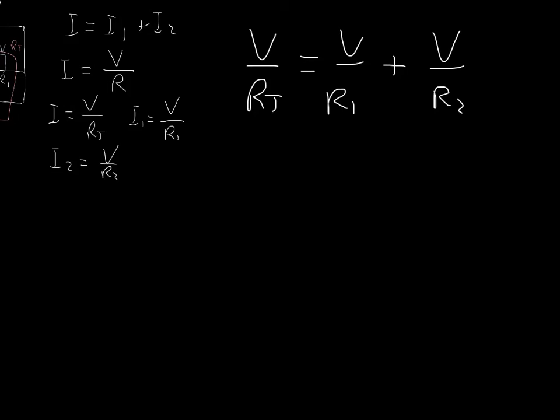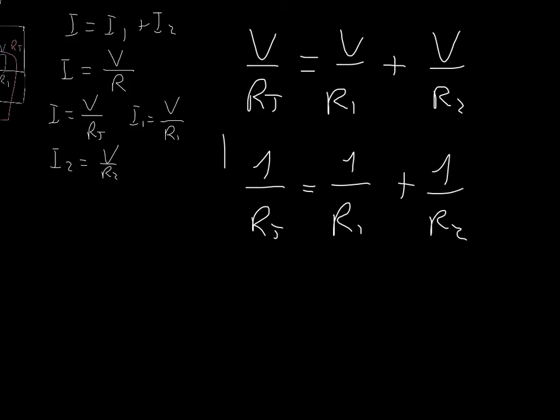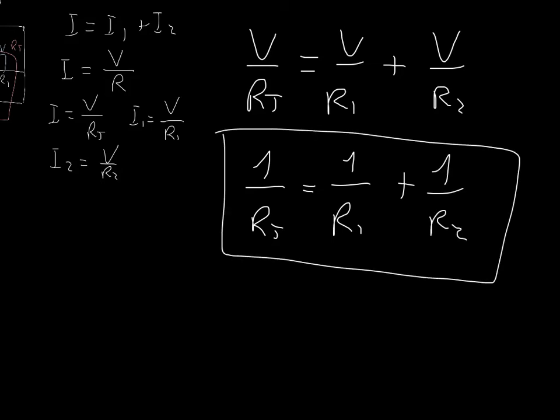So we divide everything by V, so we get 1 over RT equals 1 over R1 plus 1 over R2. And that's the formula that gives us how to add up resistances that are in parallel. Remember, this only works for resistances in parallel. In series, we just add them up normal.